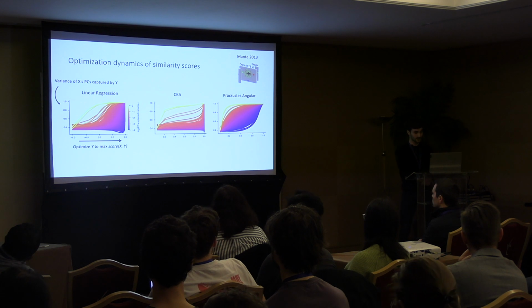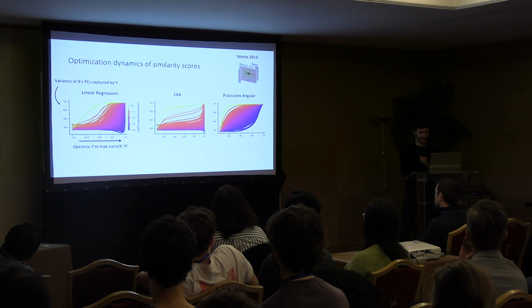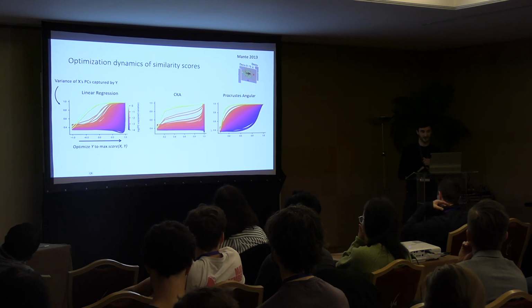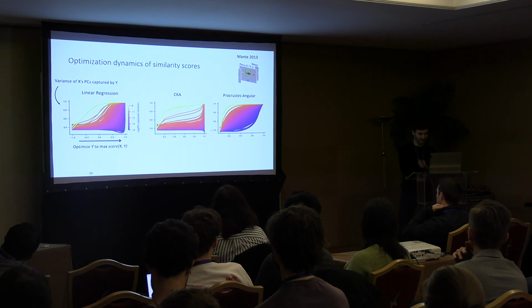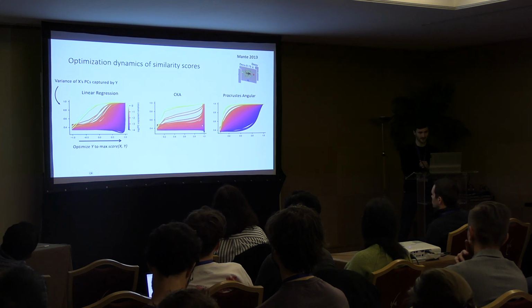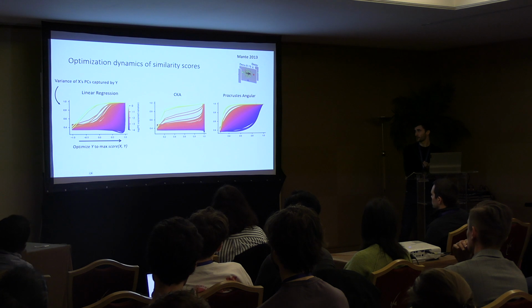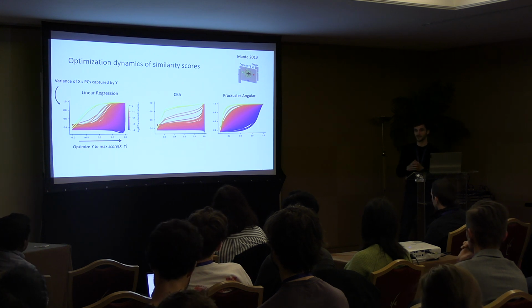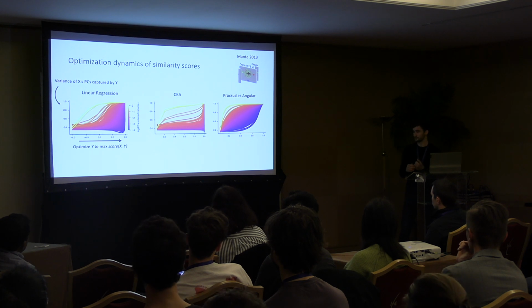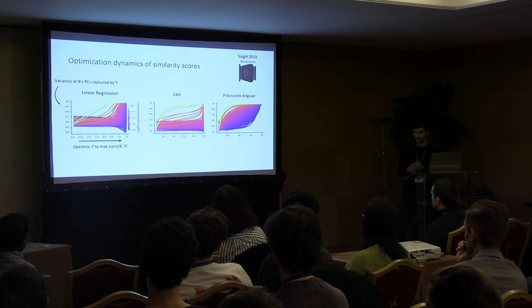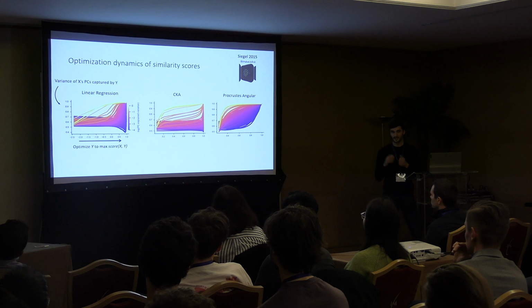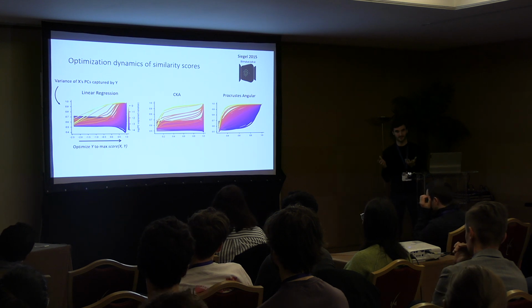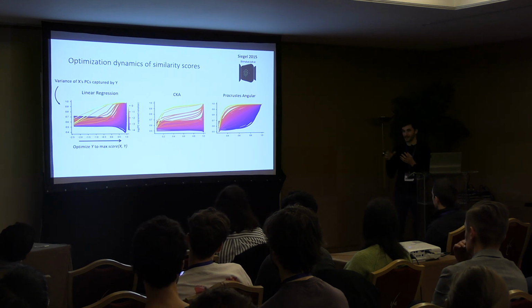For the other metrics, we get really different profiles. For CKA, the lower variance PCs are captured very late, so you need to get really close to 1. Whereas for Procrustes angular, you kind of progressively capture the PCs as you get closer to 1. And we find the same thing for the other data sets. So this is really showing some intrinsic differences between these metrics and how they weight different principal components.